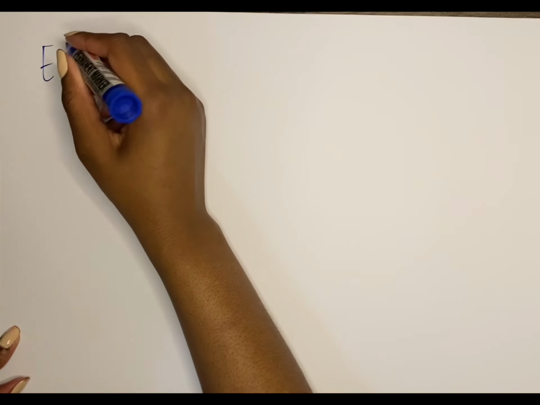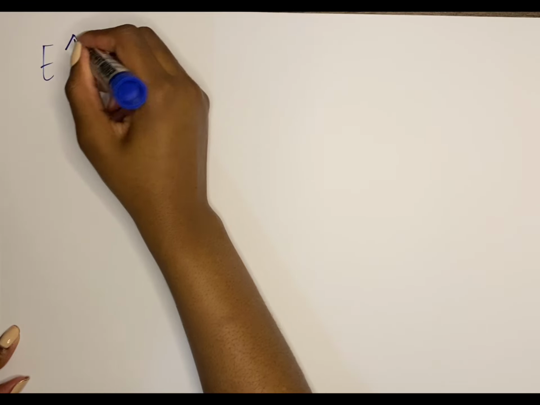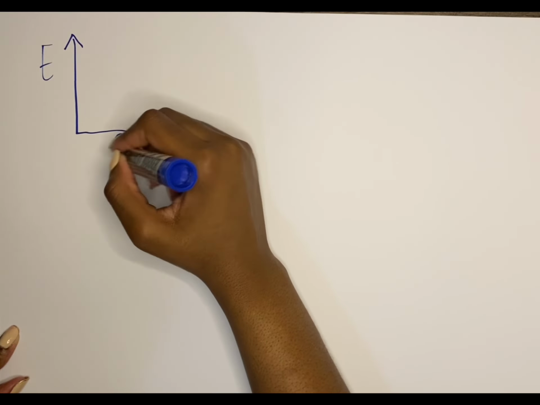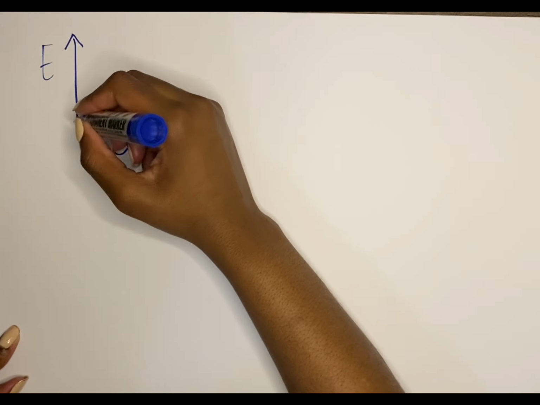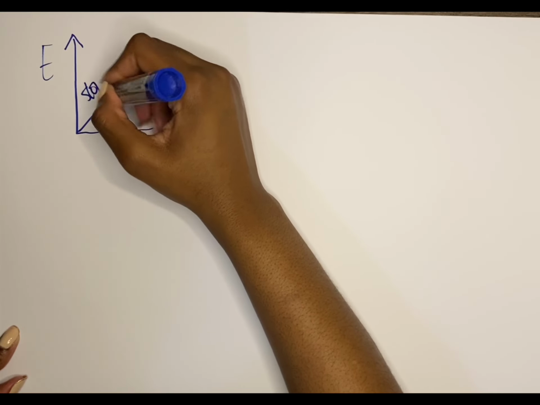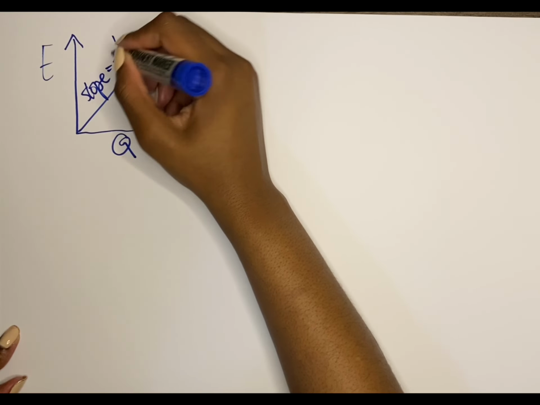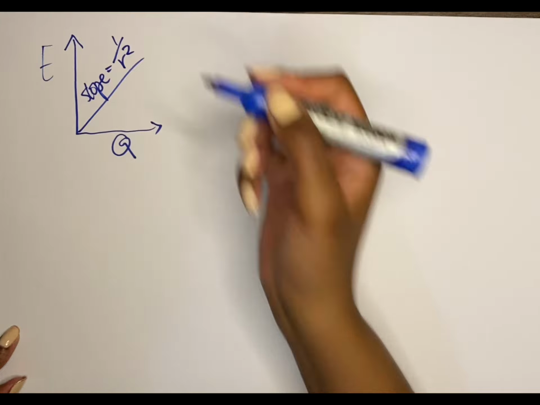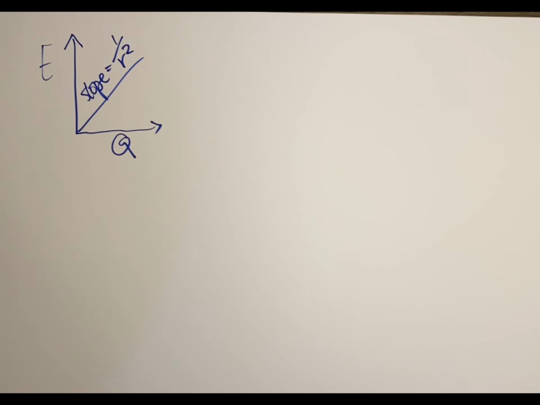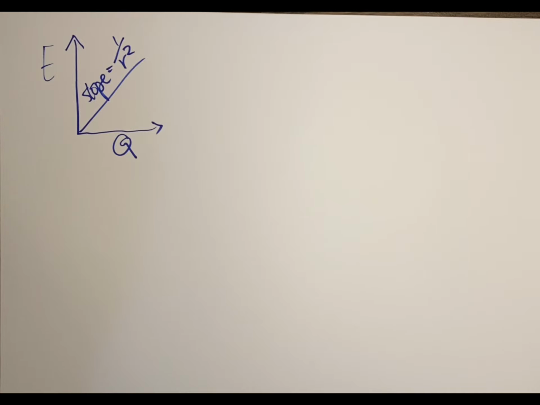And then you can also get another graph, which is E versus Q. Then from this graph, the slope is going to give you 1 over r squared, right? So from the graphs, you can also be able to calculate all those other values, using the slope.